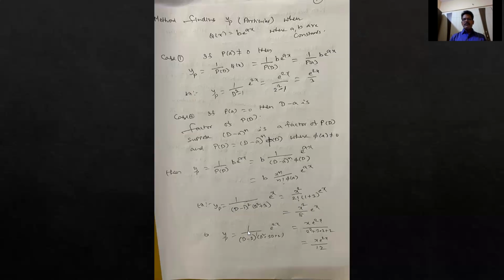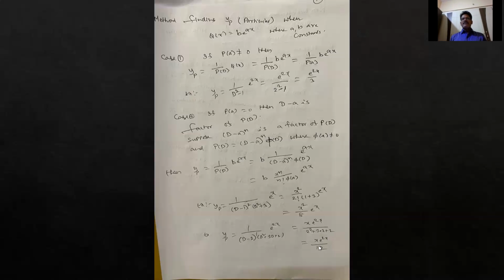Another example, 1 by (D minus 2) power n, D square plus 3D plus 2, e power 2x. Write D equal to 2: x e power 2x by, here D minus 2 is a power 1, so x by 1 factorial. So write a in place of D here, it is not 0. 2 square plus 3 into 2 plus 2, that is 4 plus 6 plus 2, that is 12. x e power 2x by 12.